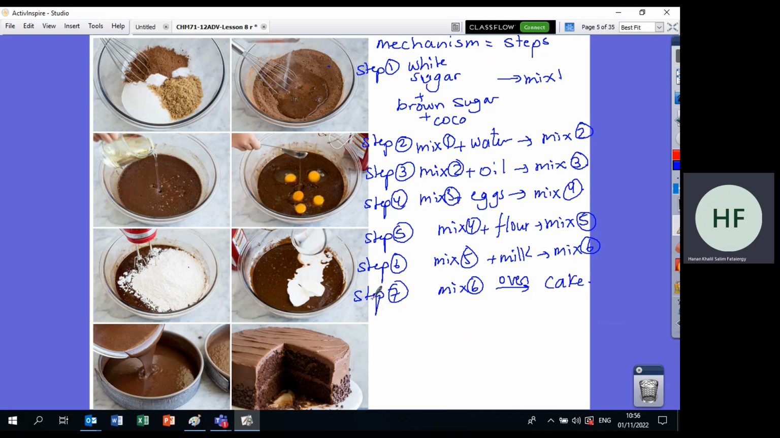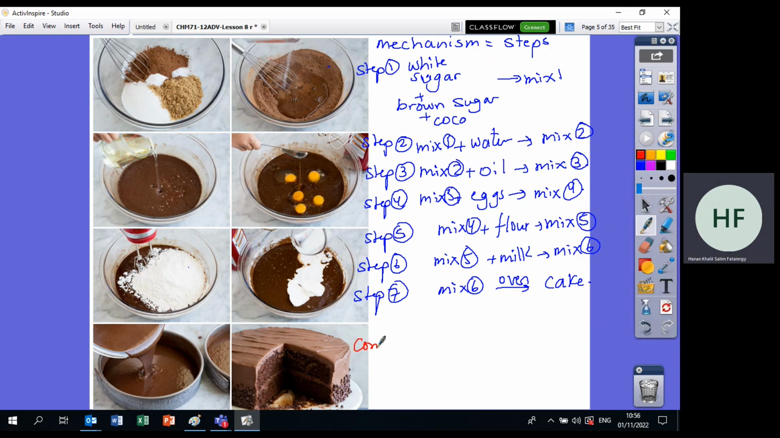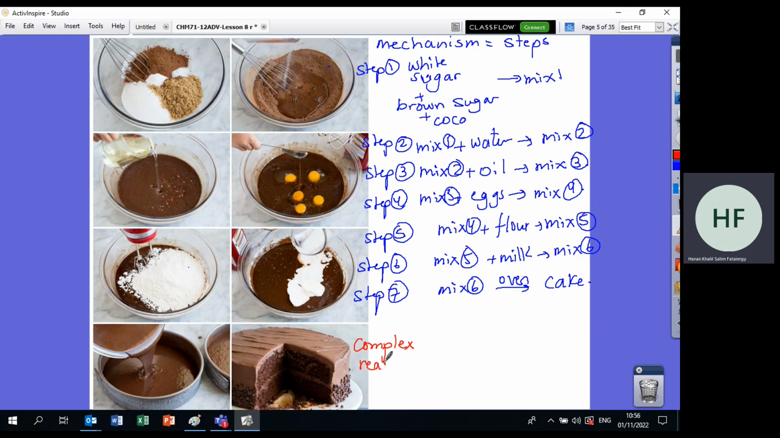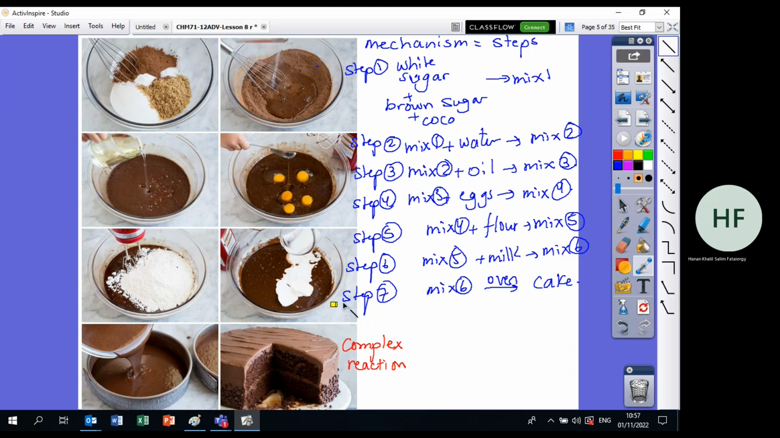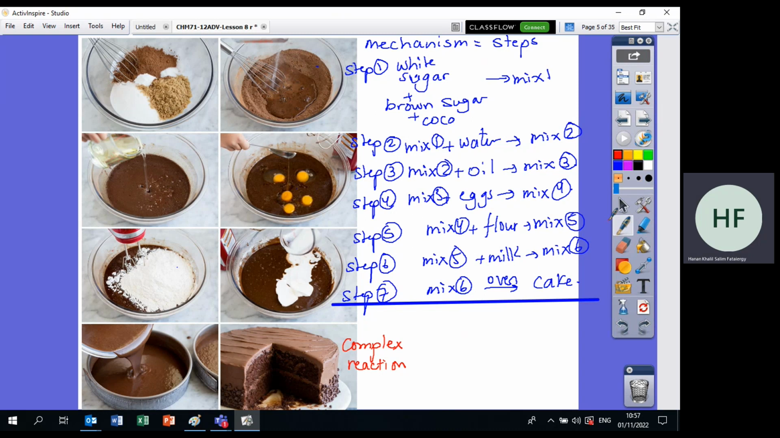Okay, now I can tell that this reaction is a complex reaction because it takes place in how many steps? It takes place in 7 steps. So any reaction that takes place in many steps is called a complex reaction. So baking a cake is a complex reaction because it takes place in 7 steps. Okay, now another thing. I want to add all these reactions, and the result will be what we call the overall reaction.